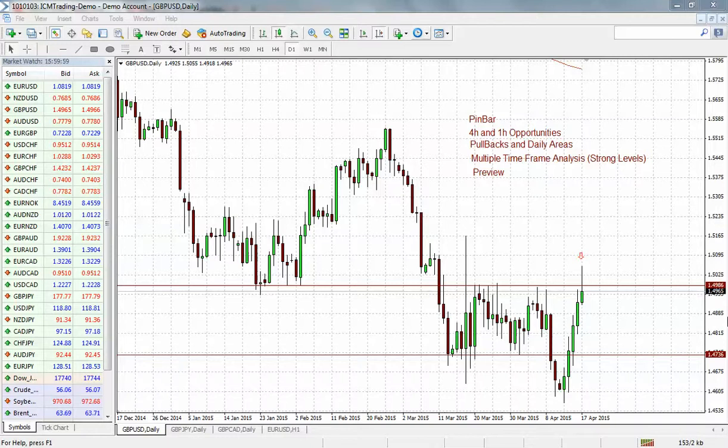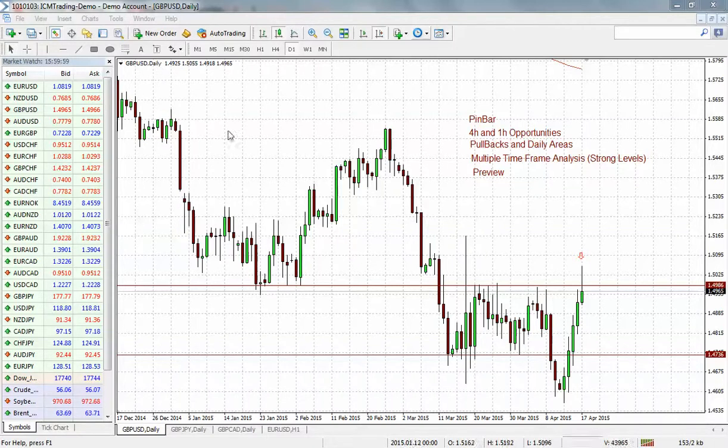We have a lot to look forward to this week. It's the second to last week of the month, and it's April, the week between the 20th and the 24th. So we're going to have a pretty exciting week. As you can see, I'm already on the British pound, or the sterling, and the U.S. dollar on the daily chart.